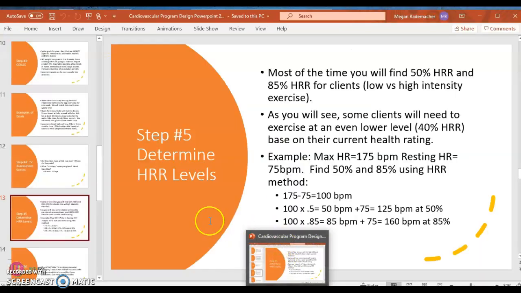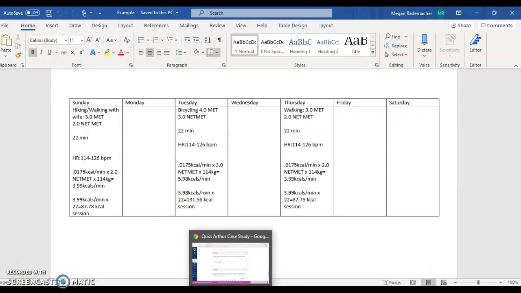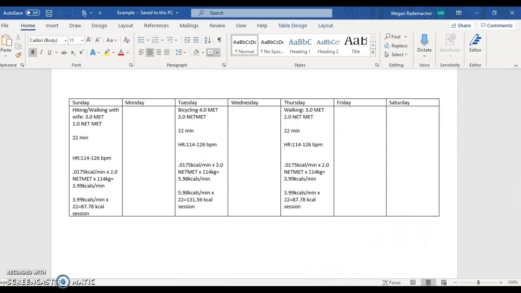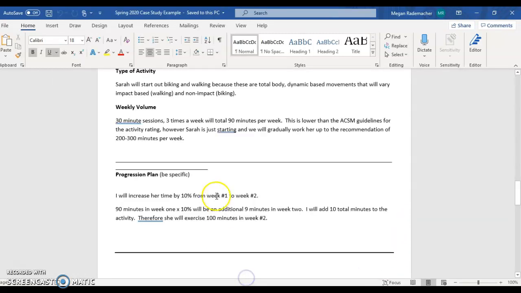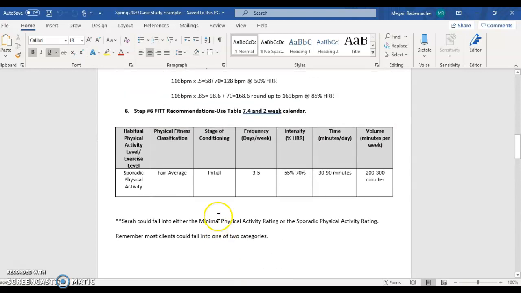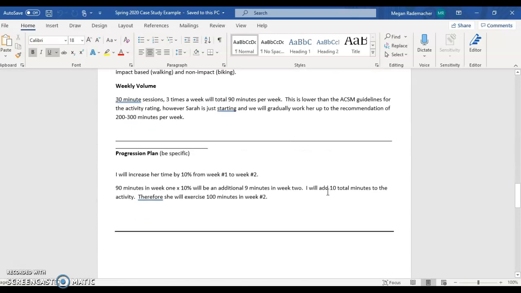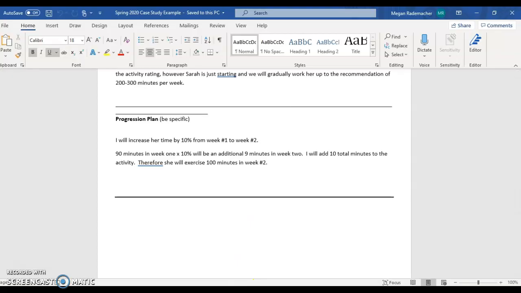Okay, so if your 2-week fit plan did not look something like that, go ahead and review this information, and then review the example I gave, the Sarah case study, with all of the information about Sarah there, and that you would want to include in your case study.